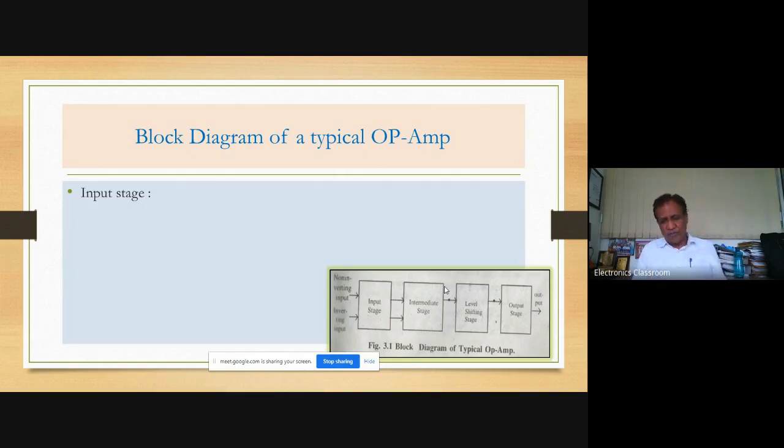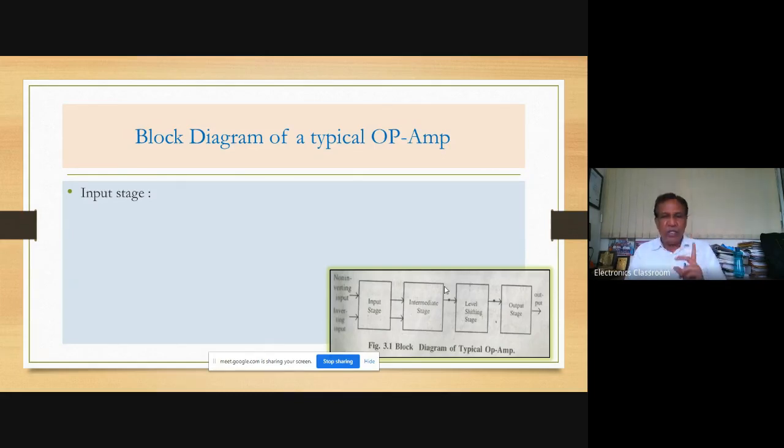There are two inputs. Non-inverting input means that if the signal is given to the input, the output will remain in the same phase. There is no phase reversal, that is called non-inverting. And inverting means we can apply a sine wave and observe the wave at the output. We will find a phase shift of 180 degrees between input and output. That is called inverting. There is a 180 degree phase shifting.